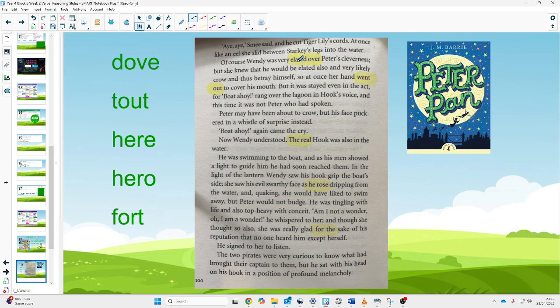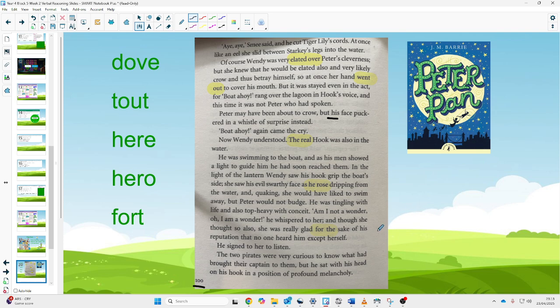So what we've got here, you'll see where I've highlighted within Peter Pan, this was actually on page 100, and I've highlighted where I've spotted hidden 4-letter words. Now I may not have found all of them, maybe others, or I can actually see one there, look at this. But again, you will have to trust me that you can always find one. And I've just listed some of them down here. So we've got dove, we've got tout, we've got here, hero, fort, and I've highlighted where they are.